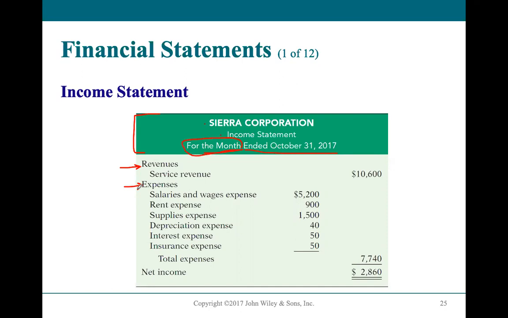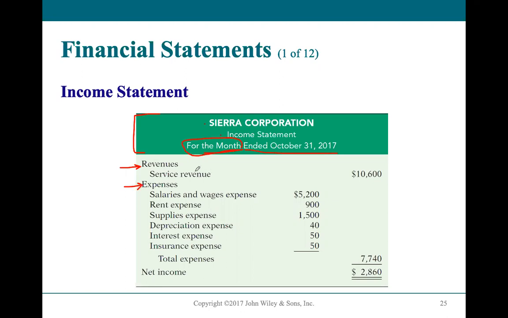Income statements are prepared on a monthly basis, a quarterly basis, and an annual basis, but they will never show you more than 12 months of activity. And you'll understand more as to why when we get later into chapter 3 and 4.